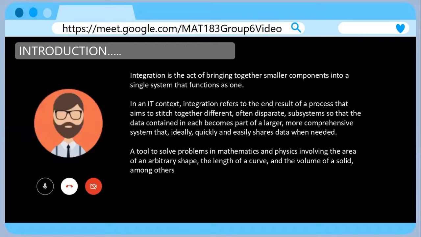We will present about applications of integration. So, what is integration? Integration is the act of bringing together smaller components into a single system that functions as one. We use integration as a tool to solve problems in mathematics and physics involving the area of an arbitrary shape, the length of a curve, and the volume of a solid, among others.